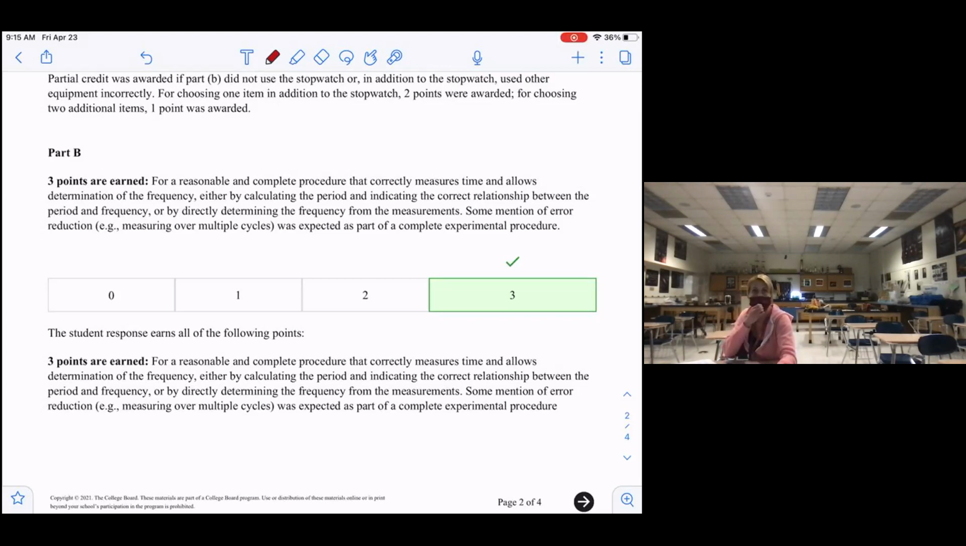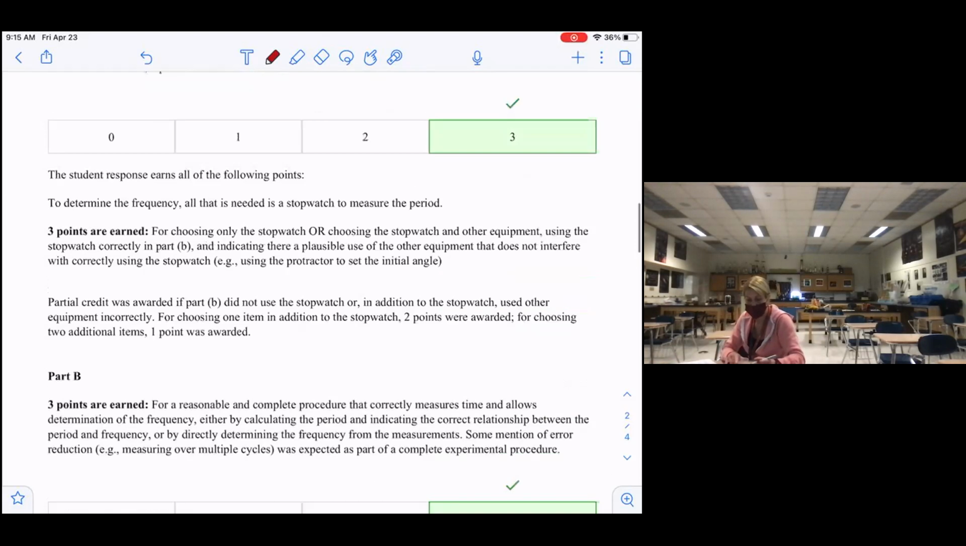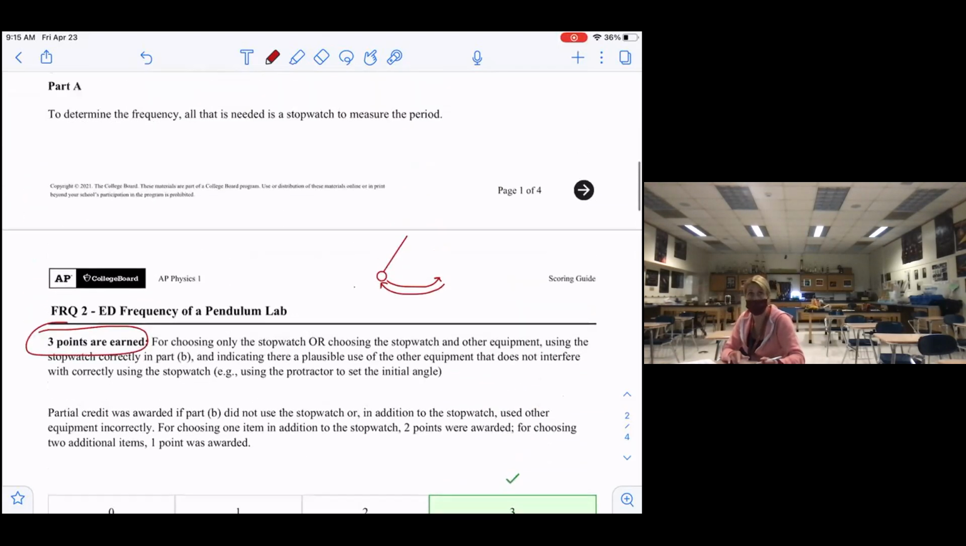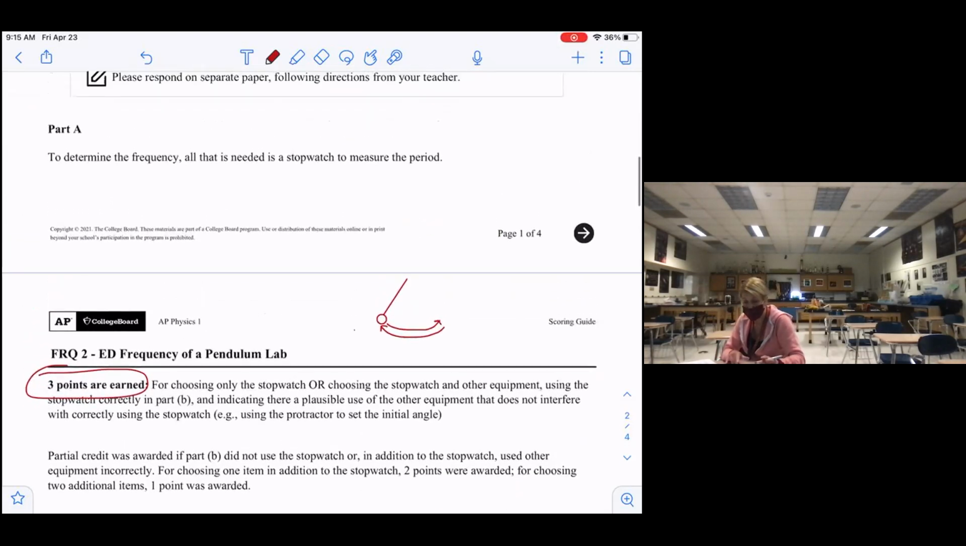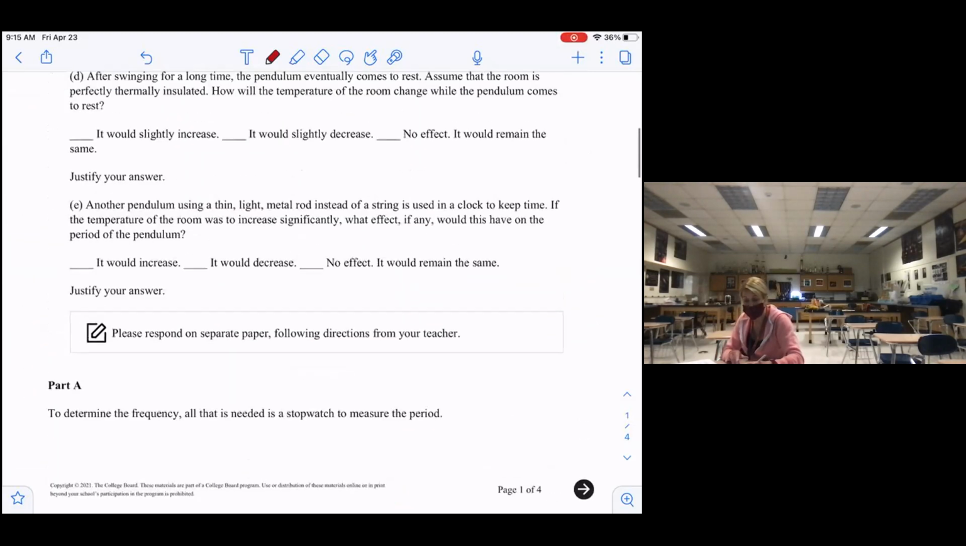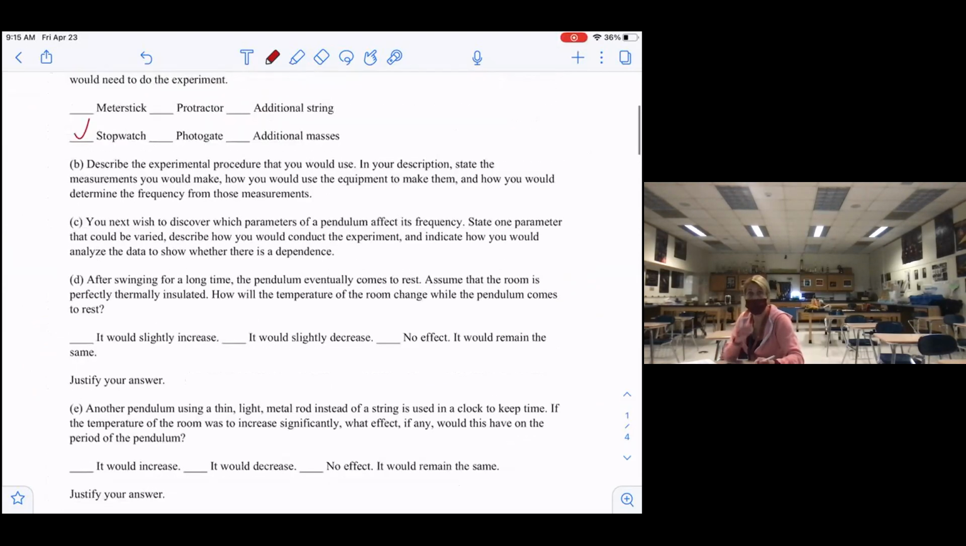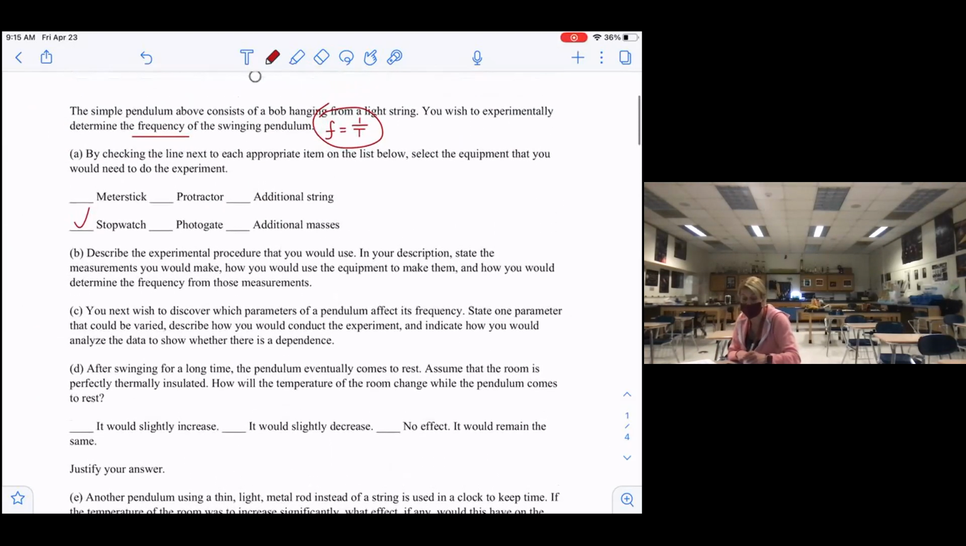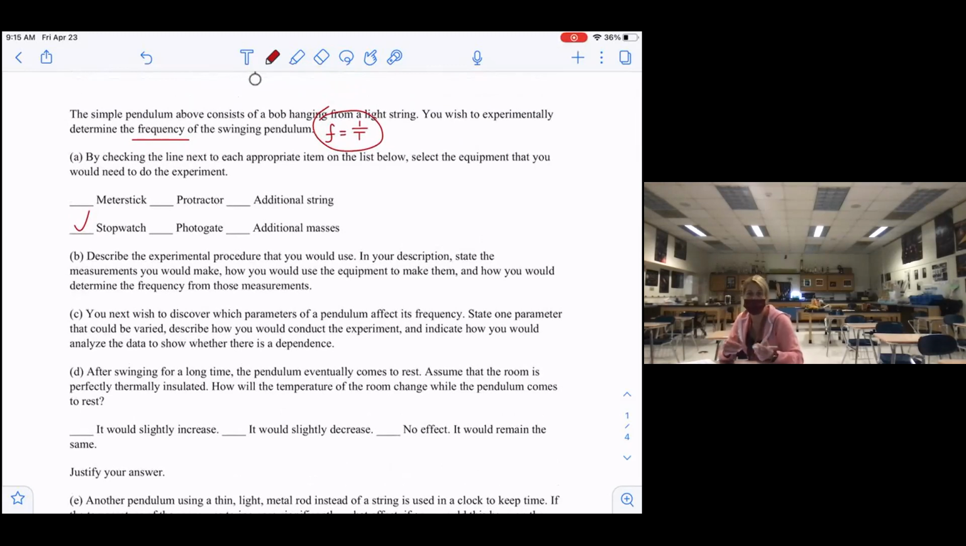So again, now you have to go back and think, if you had checked more equipment in part A, did you use that correctly? You would have to explain each thing that you checked in part A. You would have to explain how you're using that in part B, and it would have to be correct. So if you were making any changes, again, with mass, meter stick, or protractor, then you're going to lose almost all your points.